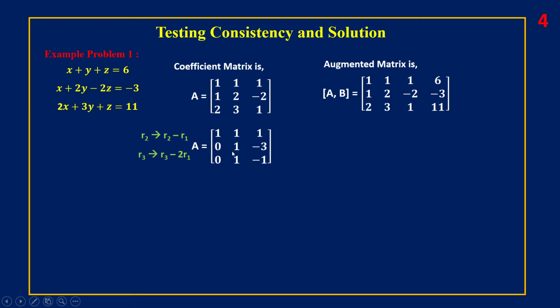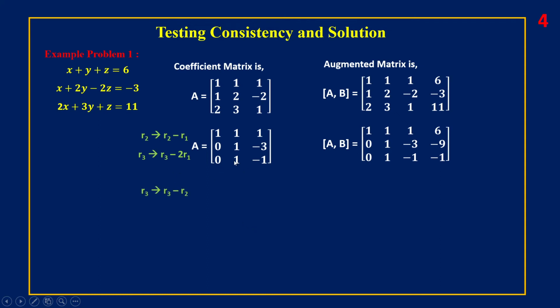So we have reduced, and the same method should be followed for the augmented matrix. Row 2 minus row 1, same as for the coefficient matrix. In the last column, this element is minus 3 minus 6, sorry, that will become minus 9. And here 11 minus 2 into 6, 11 minus 12, will become minus 1. The same steps should be followed for the augmented matrix and the coefficient matrix, and further we can reduce here.